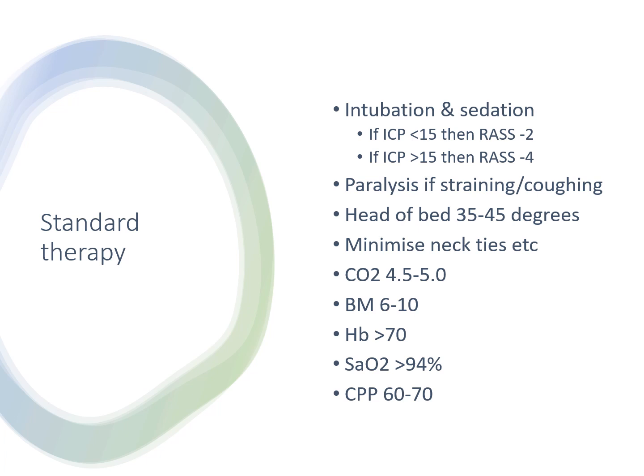We're going to keep their blood sugar normal. We're going to transfuse them to an Hb of over 70, and we're going to keep their oxygen normal with SATs of over 94, because the goal really is a cerebral perfusion pressure of 60 to 70, and this is what we hope will reduce secondary brain injury.